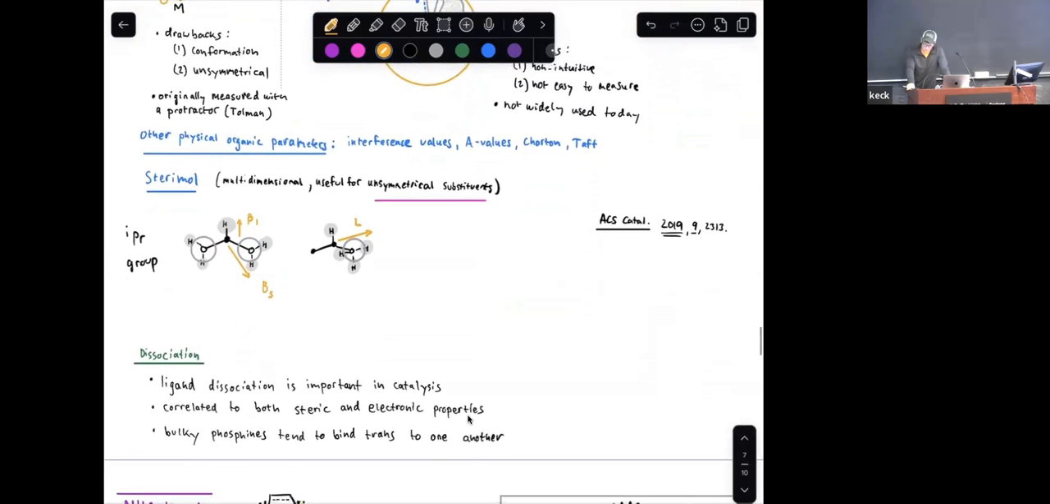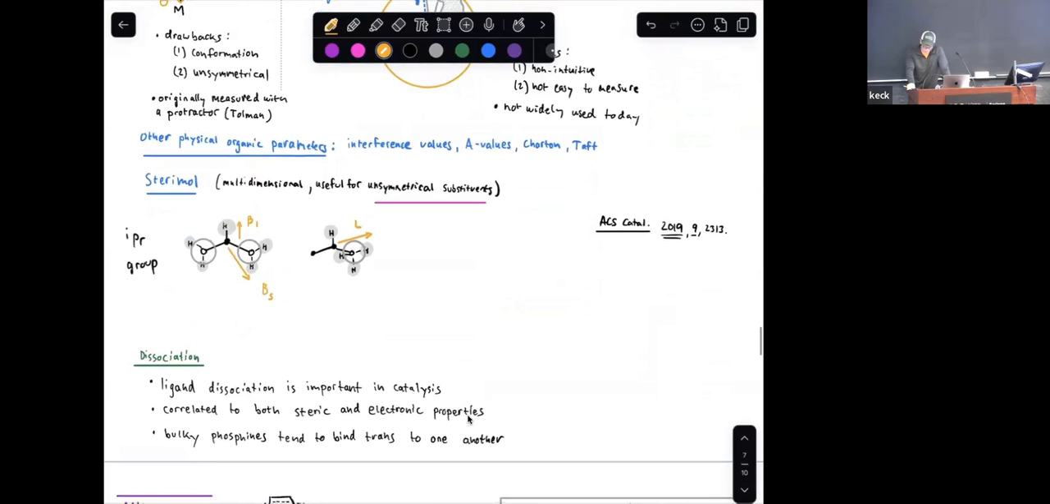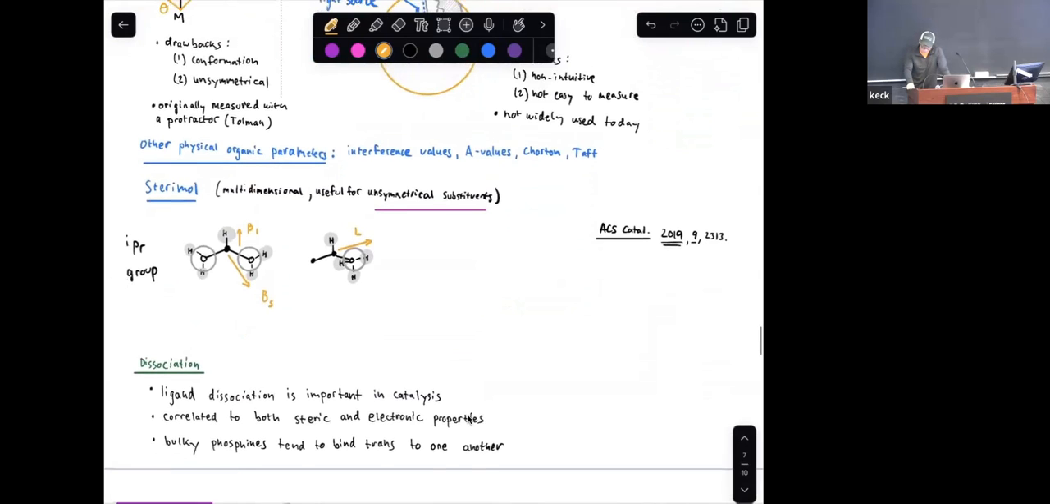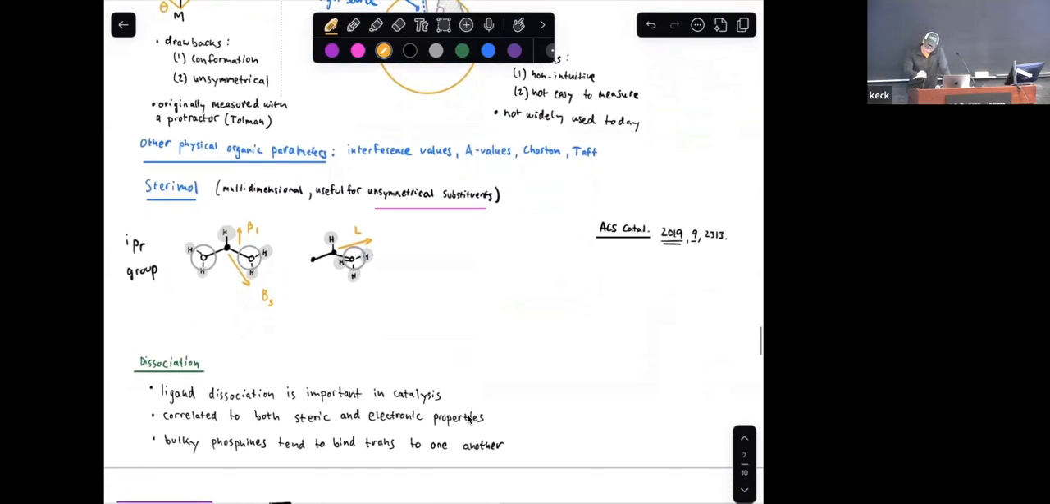So what did the community turn to instead? One is a concept called buried volume, which is actually quite closely related to this. I'll introduce that in a minute. And the other are these physical organic descriptors that are useful outside of the realm of, and actually were first developed outside of the realm of, organometallic chemistry: Hammett, inference values, A value chart, and Taft.